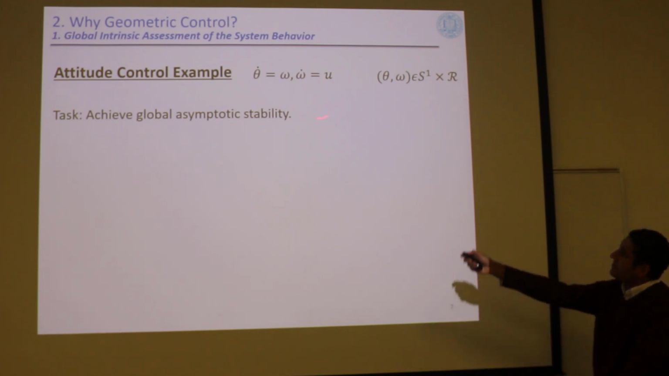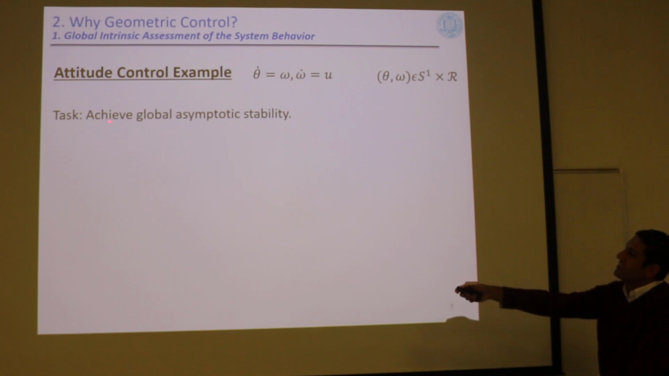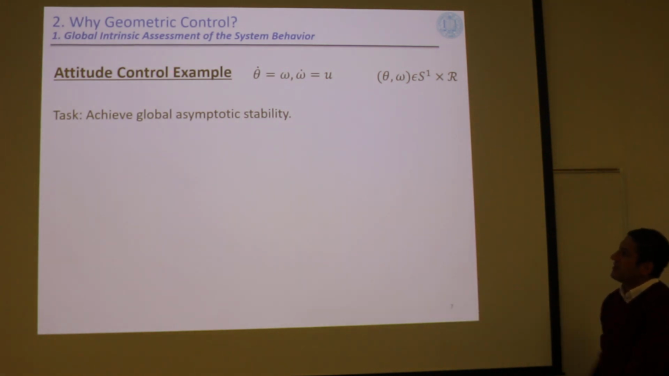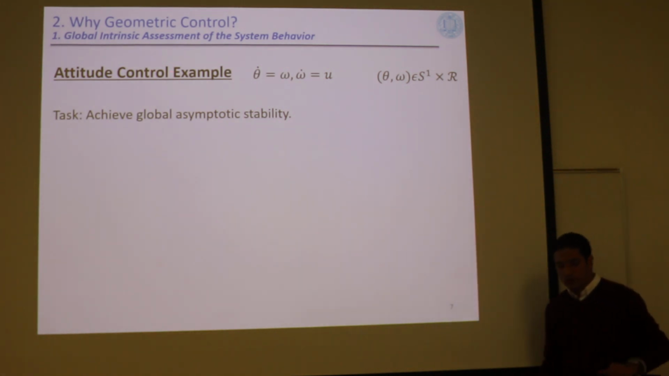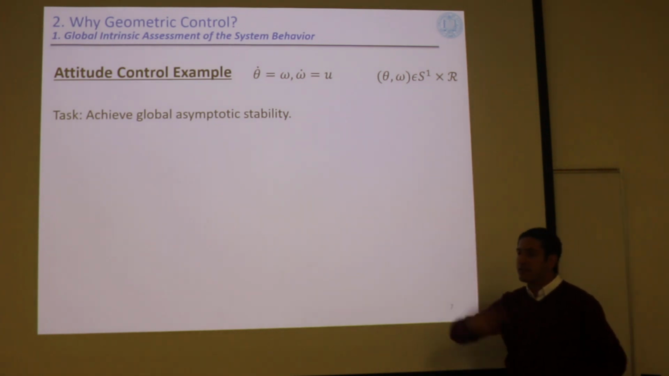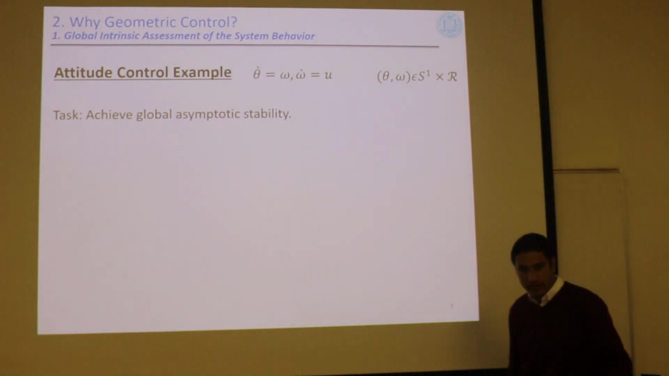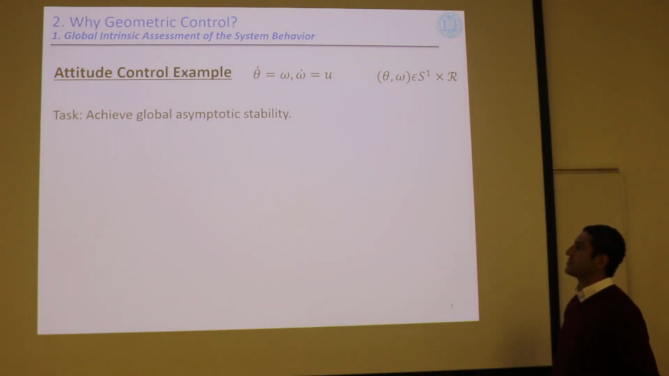Please, for this system, I will give this statement: this system, please achieve global asymptotic stability. Make the system globally stable. What do you mean by globally stable? We mean if we start with any point, any theta and omega, we go back to the desired theta and 0 omega. Okay? Achieve global asymptotic stability.